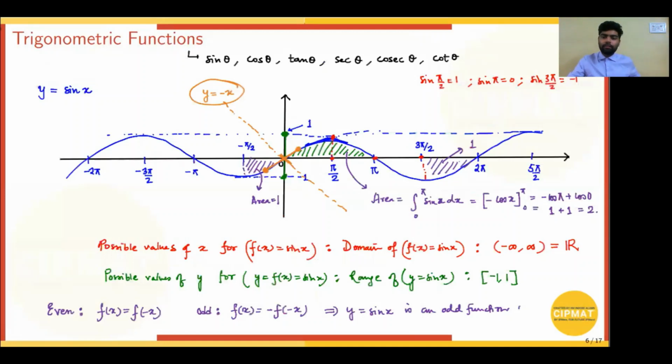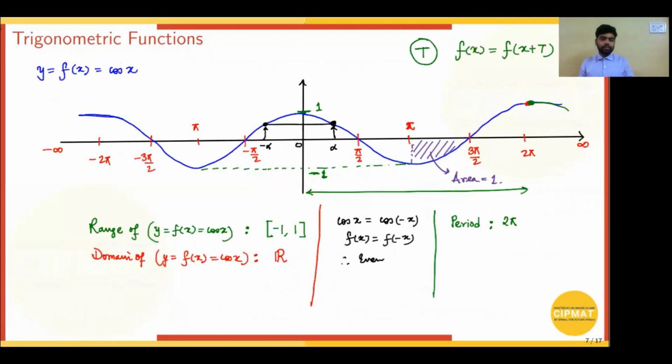Similarly, for this graph as well, I will say that the period is 2 pi. For sine x as well, the period is 2 pi. For cos x as well, the period is going to be 2 pi. So these are the various points that I should mention about the graphs of sine x and cos x.